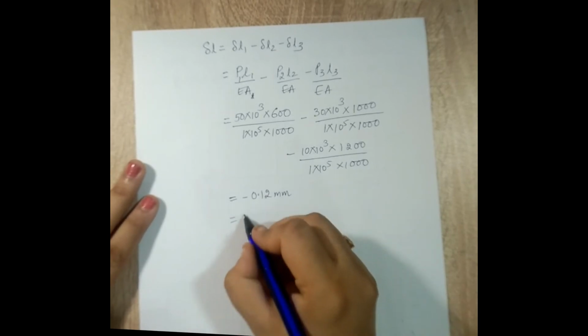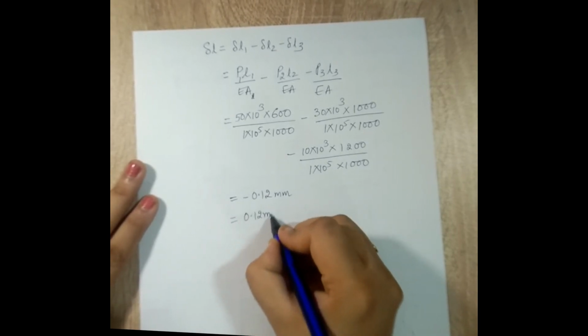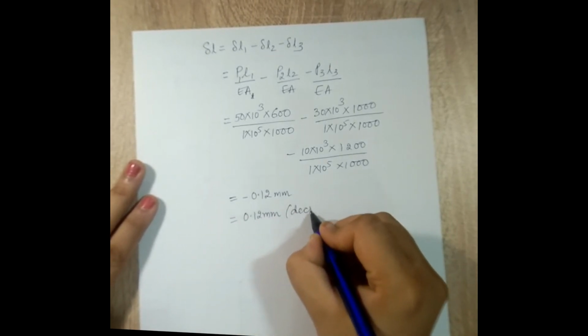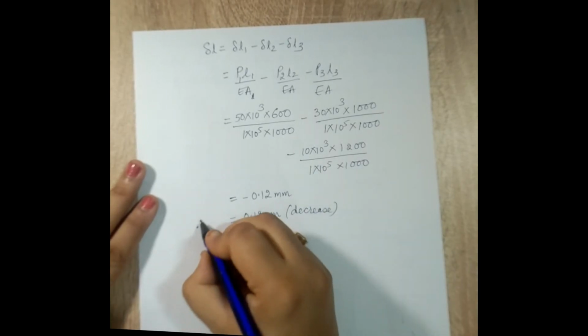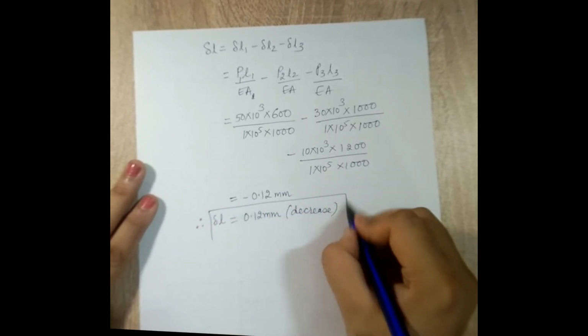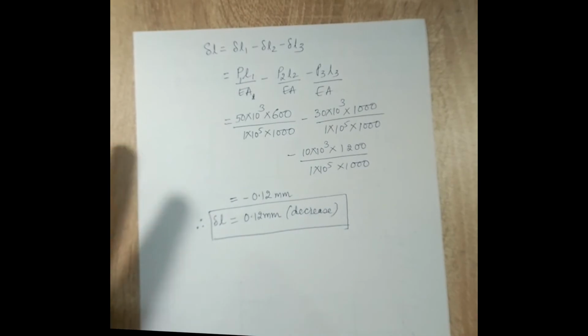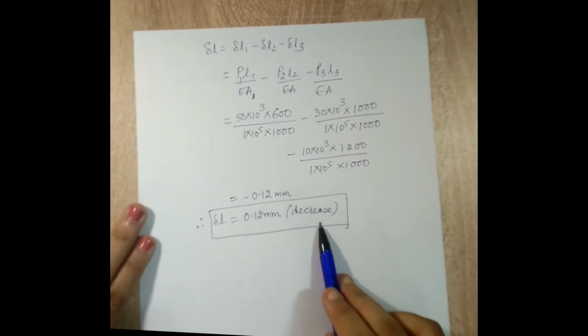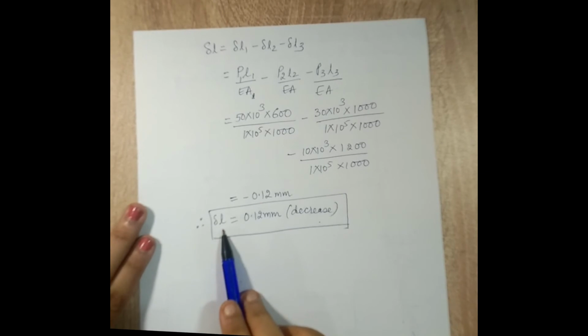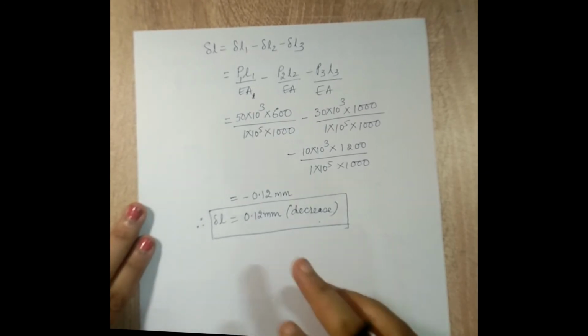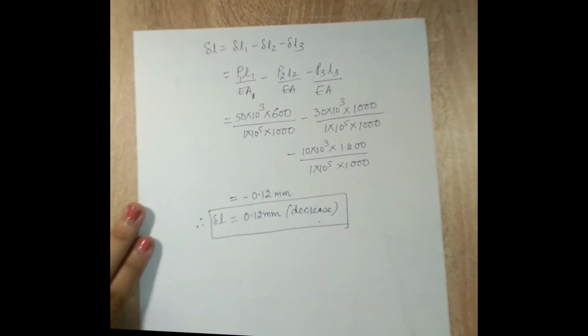I have to interpret the negative sign: 0.12 mm decrease. Actually, it is not of increase, it is of decrease type. It is very important to mention the meaning of the negative sign because any distance or length cannot be negative. The negative sign indicates something. Here it indicates that the length is of decrease type.